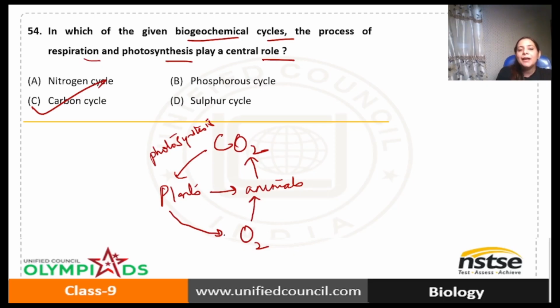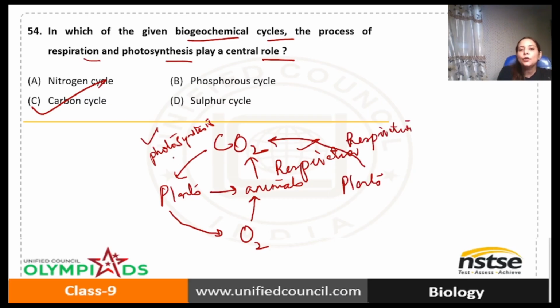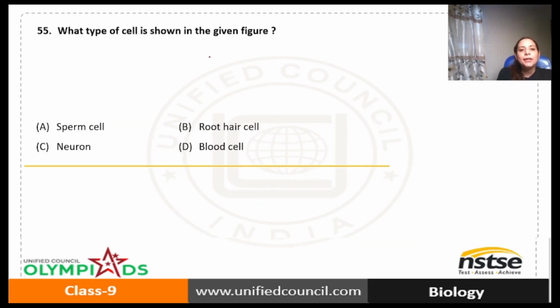So if you look at the carbon cycle, you will see that respiration and photosynthesis play a key, central role, because CO2 is taken up by plants for photosynthesis, but when they respire, they liberate CO2. At daytime when they are photosynthesizing, they are utilizing CO2. And the reverse is true when they respire, like they respire like us. So which option is correct here? Option C is correct.